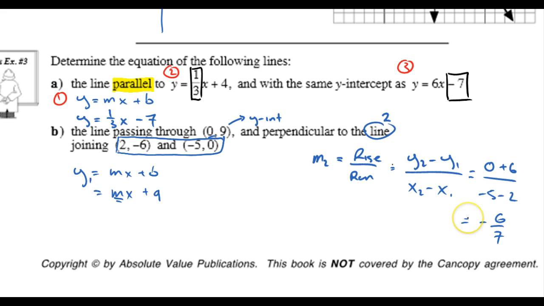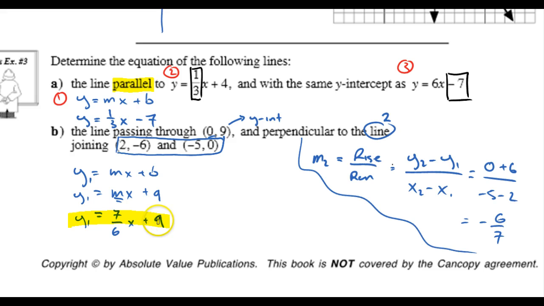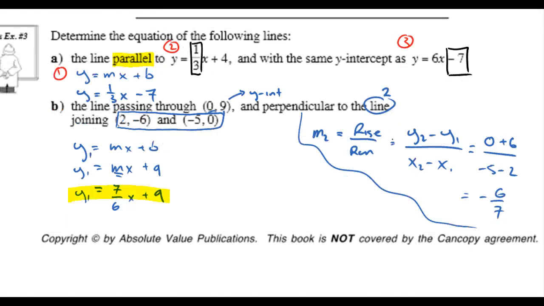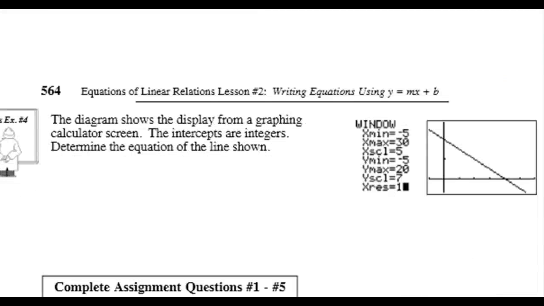Well, if our line is perpendicular to this line over here, it means that our slope is going to be, remember, the negative reciprocal. So the negative reciprocal of that would be 7 over 6 x plus 9. All right, and if you want to plug in these two lines into your calculator and graph them, you will see that they're going to be perpendicular. All right, let's go ahead and do a few more examples.